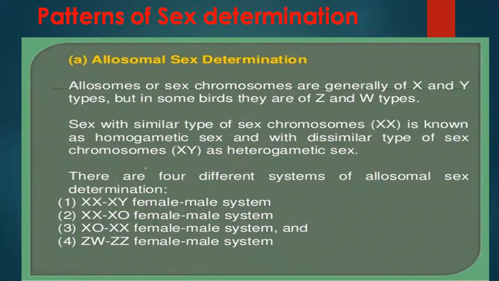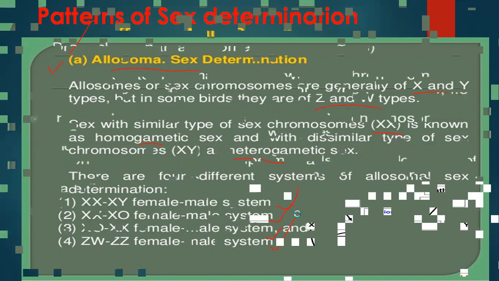So let's talk about the patterns of sex determination in detail. First we will see allosomal sex determination, that means sex chromosome sex determination. Allosomes, or sex chromosomes, are generally X and Y, but in some birds they are Z and W. If the sex chromosomes are X and X, similar, they are called homogametic, and X and Y, if they are different, they are called heterogametic. We have seen four patterns in brief before. Now we will talk about them in detail.